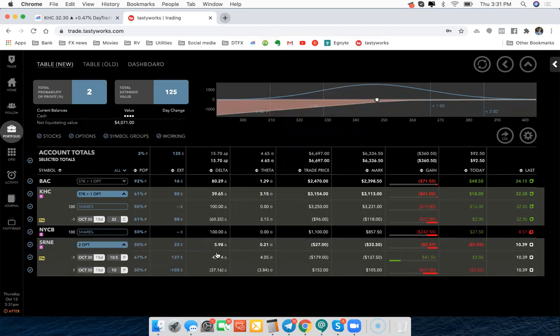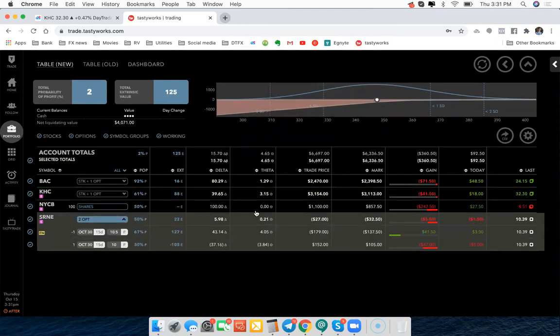Here's a nice little credit spread running. This is SRNE, again another group trade that we have. SRNE is a credit spread. We've got 15 days left. Everything's looking good here. Our max profit on this as it stands is $27 per contract. If this ends up above $10.50, we're going to make 27 bucks a contract.